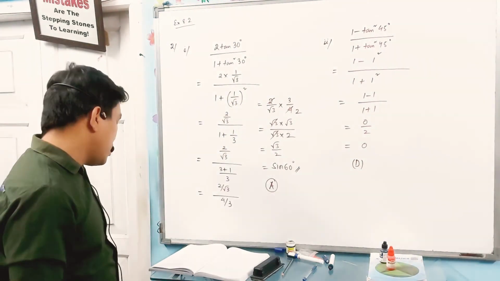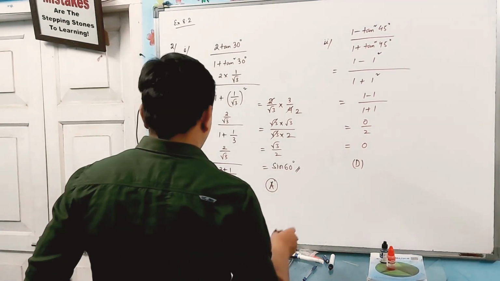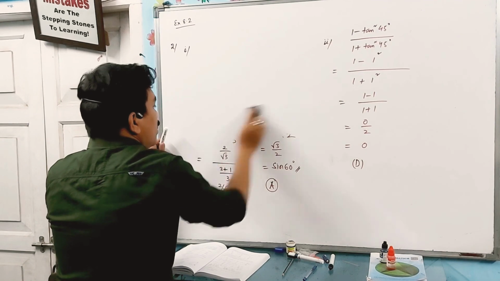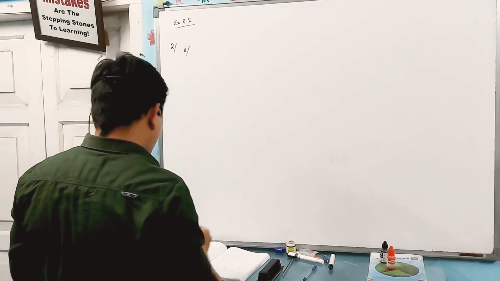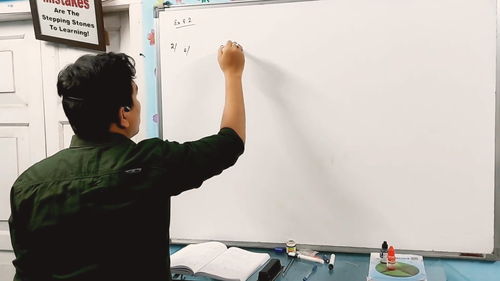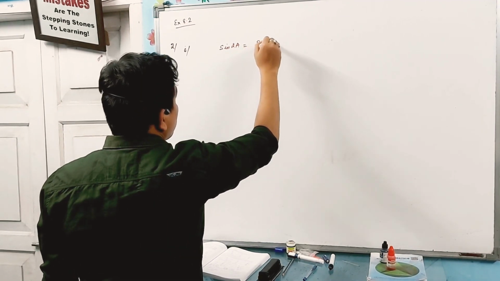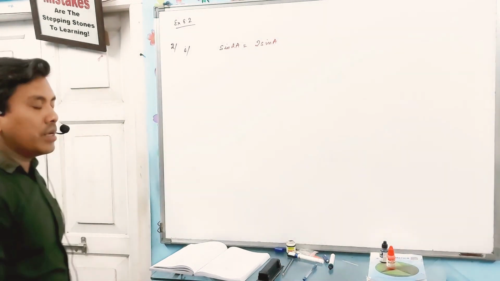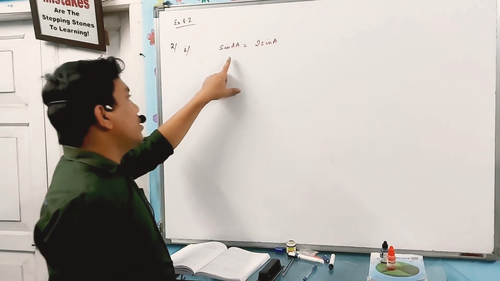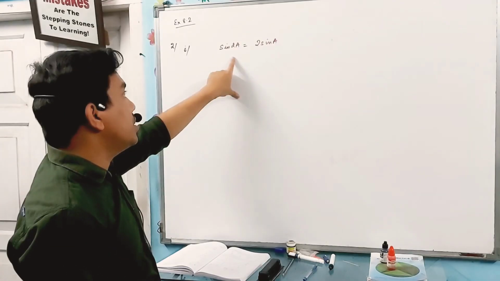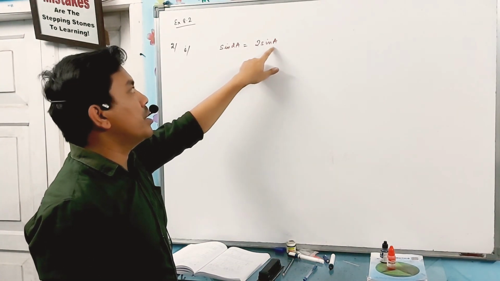Okay, alright. Now number 3 is also a very important question. Number 4 you try it by yourself. In question number 3, sine 2a is equal to 2 sine a. We have to check. We have to find the value of a when this will be true. If this is true, what will be the value of a?